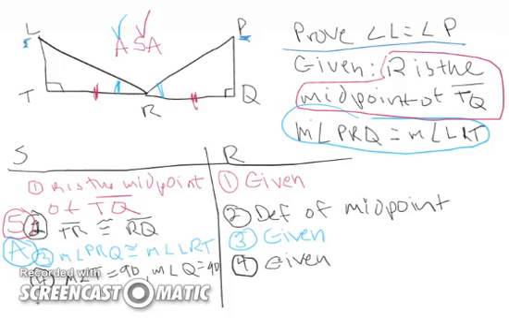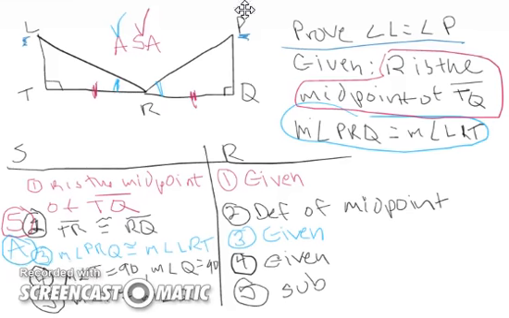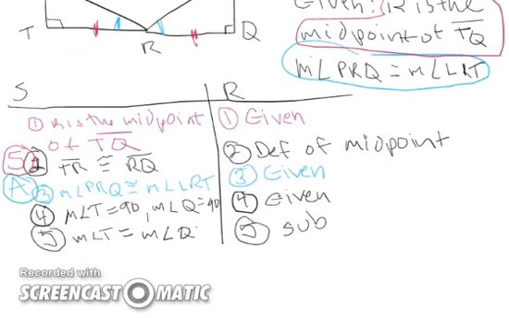Then step 5, I can go ahead and say the measure of angle T equals the measure of angle Q. And why do I know that? That's going to be substitution. If they both are equal to 90, then they're both equal to each other. Sound good? Alright, I'm going to move it down a little bit so we have some more space.